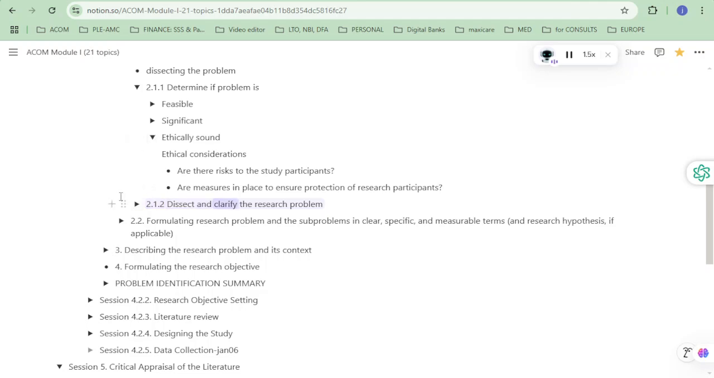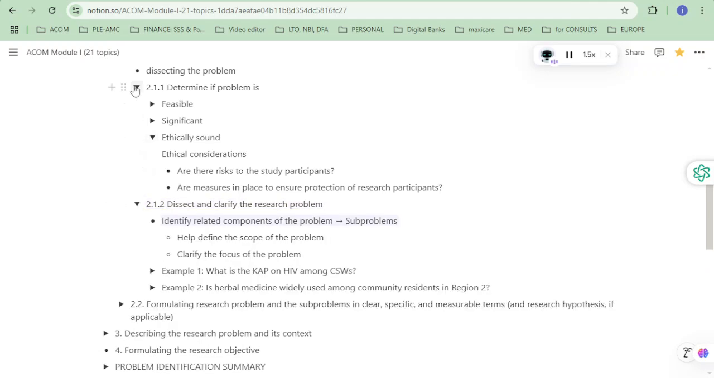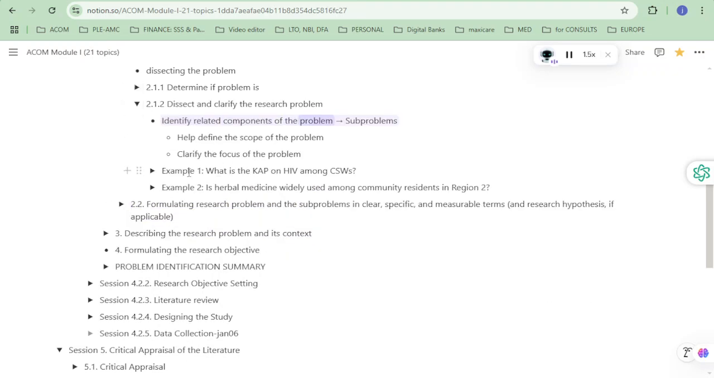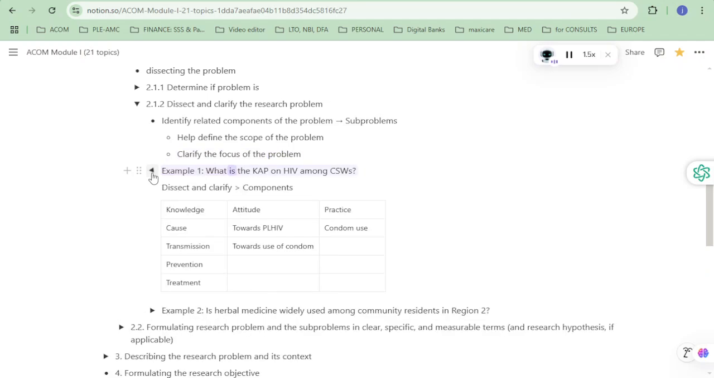2.1.2 Dissect and clarify the research problem. Identify related components of the problem. Subproblems help define the scope of the problem and clarify the focus of the problem. Example 1. What is the KAP on HIV among CSWs? Dissect and clarify components. Knowledge. Attitude. Practice. Cause. Towards HIV. Condom use. Transmission. Towards use of condom.